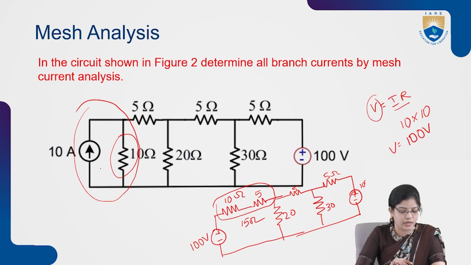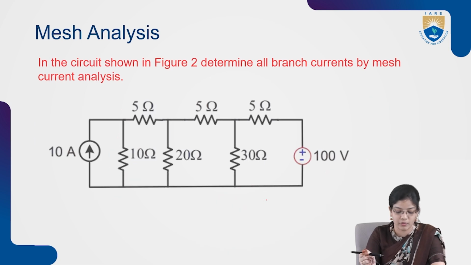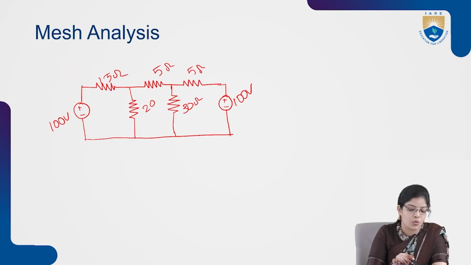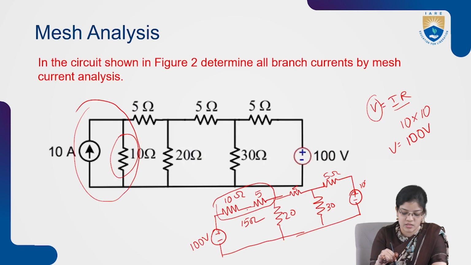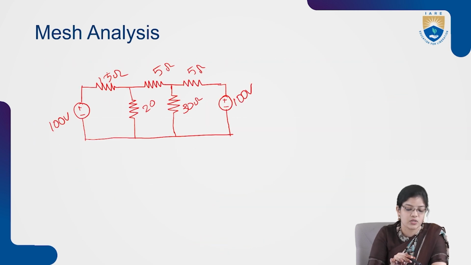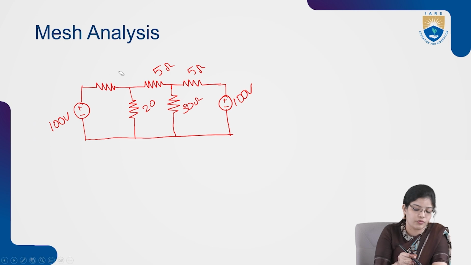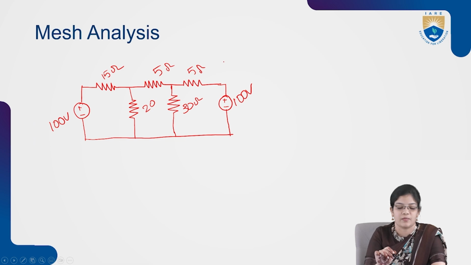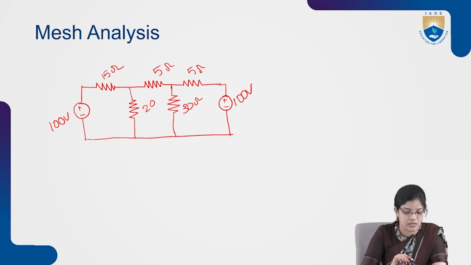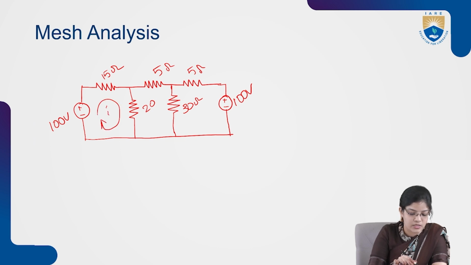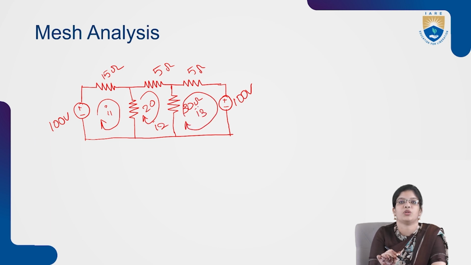After reducing this current source and resistance into a single voltage source in series with a resistance, the circuit can be redrawn in this way. As these two resistances are connected in series, I am adding these two resistances. The value of this resistance will be 15 ohms, and the rest of the circuit is connected in the same way. Now if we see this circuit, there are three meshes. This is one mesh which is taken as I1, here is mesh 2 which will be taken as I2, and here is mesh 3, which is denoted with I3.